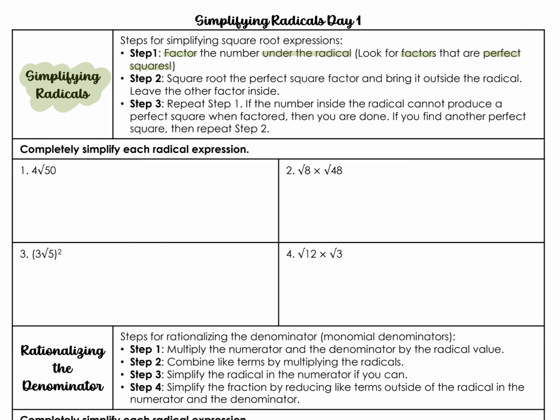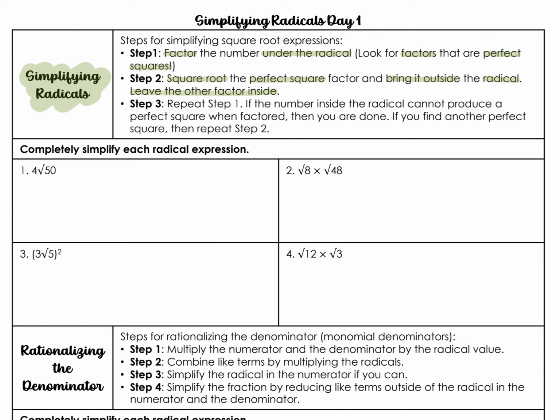Step 2, we are going to square root the perfect square factor and bring it outside of the radical. You're going to leave the other factors inside. Okay, and step 3, you'll repeat step 1. If the number inside the radical cannot produce a perfect square when factored, then you are done. If you find another perfect square, then repeat step 2.